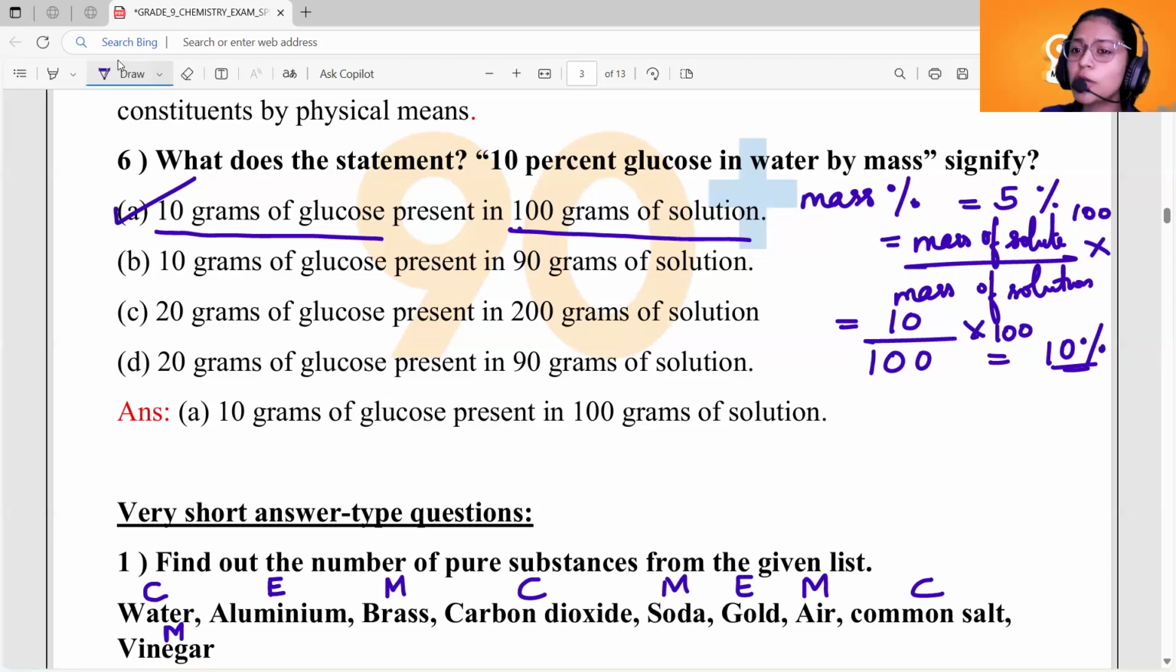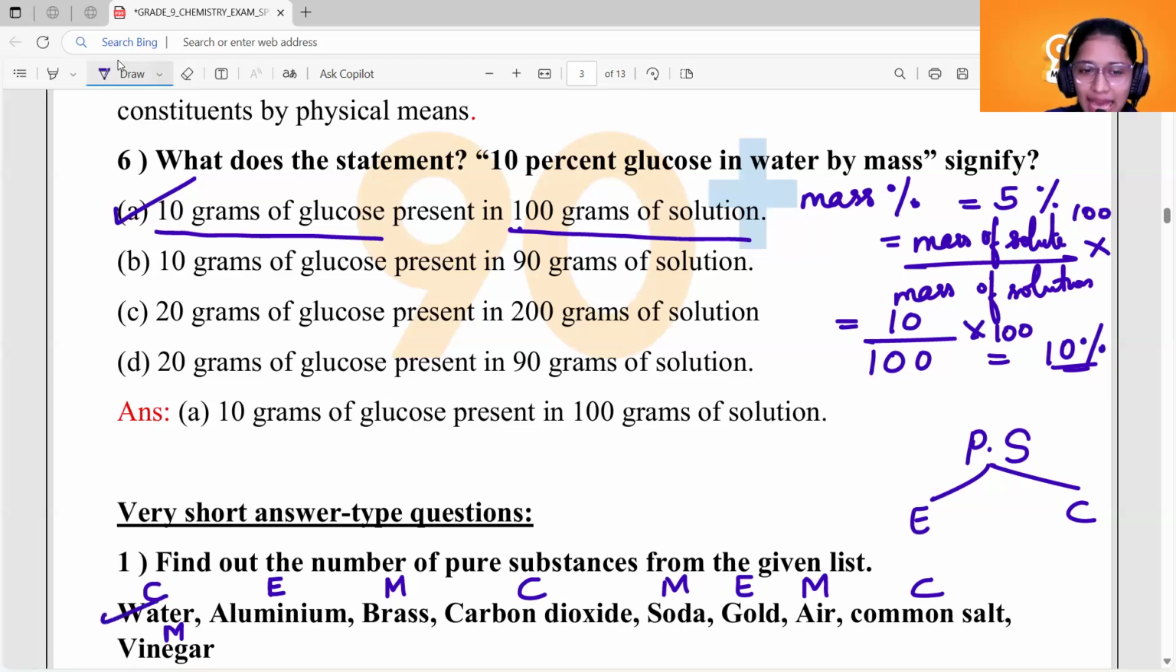For that, we should know what pure substances are. Pure substances are substances that are made only of a single type of particle. And we also know that pure substances are classified into two types. What are they? Elements and compounds. So from the given list, we have to count the number of elements and compounds, add it up, and write it as the final answer. So here, we'll start counting.